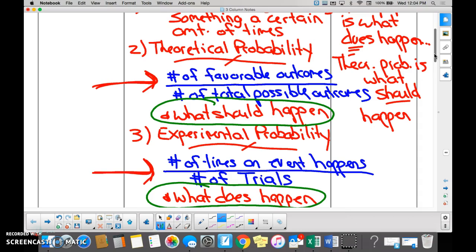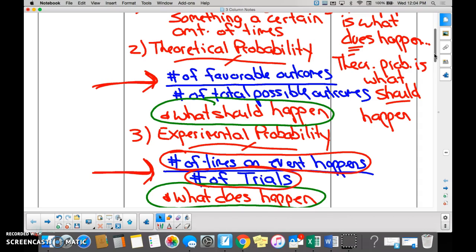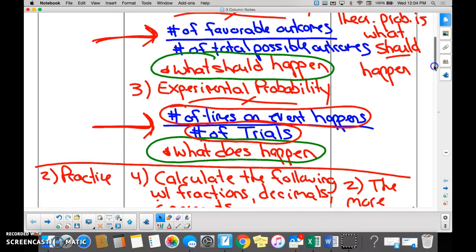Experimental probability has a change. It's the number of times something happens over the number of what, you guys? Trial. What's a trial? Trying or testing something a certain amount of time. The number of times you do something, right? A trial would be the number of times you do something. Okay, good.